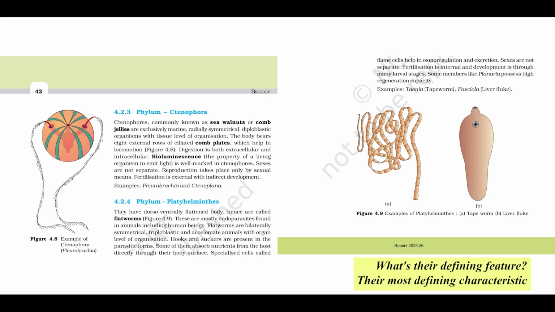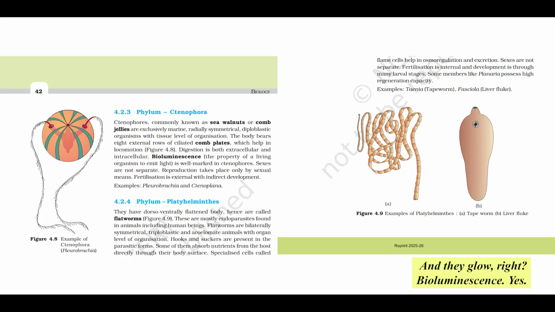How are they different? What's their defining feature? Their most defining characteristic and how they move is the presence of 8 external rows of ciliated comb plates. These are rows of fused cilia that beat in a coordinated wave-like rhythm, propelling the ctenophore, usually mouth first, through the water. These comb plates are their primary means of locomotion. Digestion is also both extracellular and intracellular.